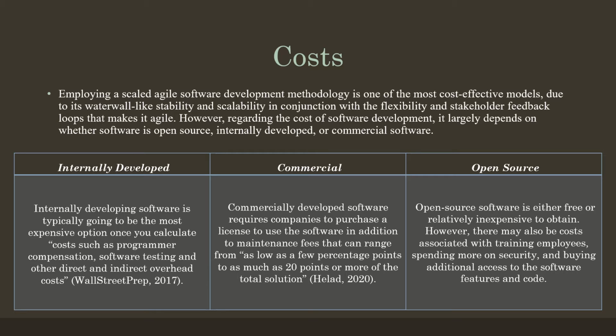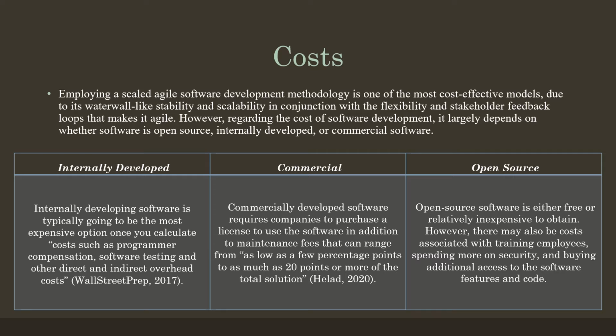Okay, but the main thing that's going to influence the cost of a software development project is really what kind of software we're developing, or what kind of software we're using, right? Is it going to be internally developed software, right? That's typically the most expensive option. You have to pay programmers, staff, software testing, a lot of direct and indirect overhead costs. This is all coming out of the U.S. federal government's checkbook, so it can be very expensive. It has its advantages for sure, but just talking about money, that's the most expensive option.